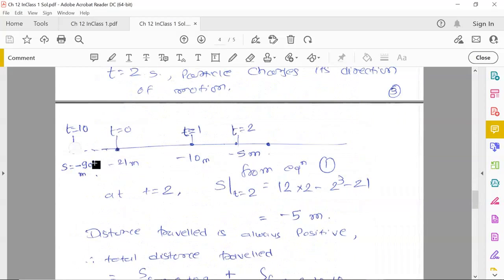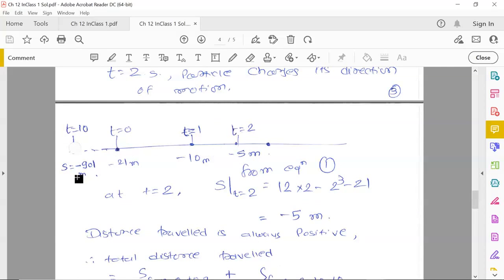And this is our horizontal motion coordinate axis. So at t equal to 0, the particle is at minus 21 meters. At t equal to 1, it's at minus 10 meters. At t equal to 2, it is at minus 5 meters. And at t equal to 10, it is at minus 901 meters.